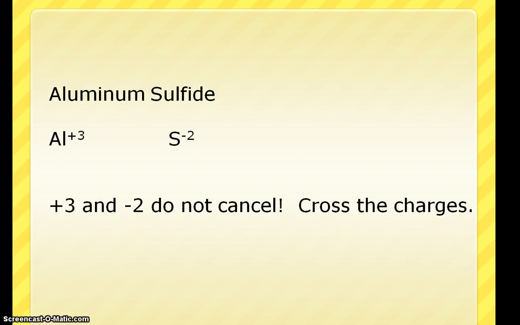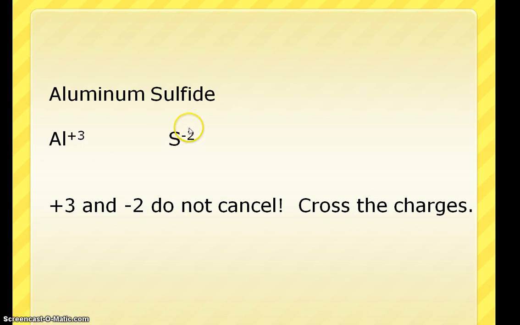Aluminum sulfide is Al +3, S -2. I got those charges by looking at my periodic table. In this case, the +3 and the -2 don't cancel. So what I'm going to do is cross my charges. I'm going to look at these charges here, and there is a charge, like a plus and a minus, and there's a number. I'm going to take this number 3 and put it behind my sulfur.